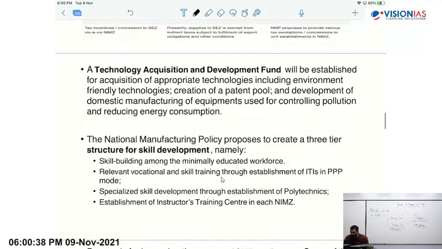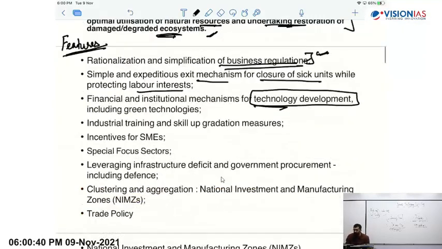This is just the overview of the features. See, industrial training and skill upgradation measures, incentive for small, medium enterprises. So we have had a very labor code. Labor code was not there. National manufacturing policy, this is 2011. तब labor code की कोई बात नहीं थी. Incentive for small, medium enterprises. So you know the importance of the small sector. So there were incentives also.